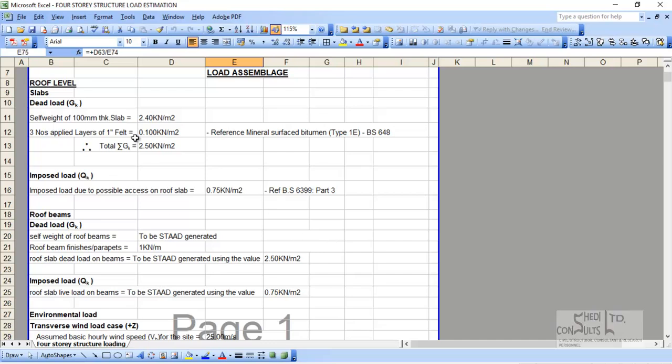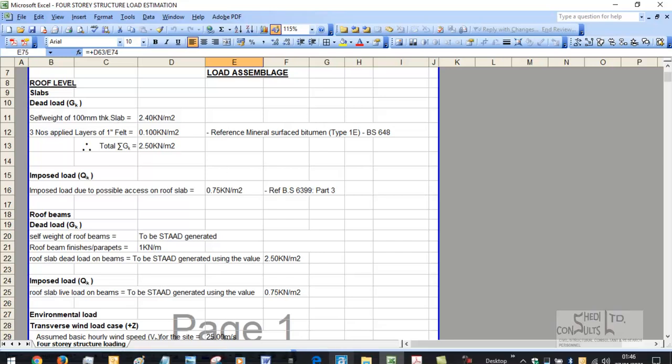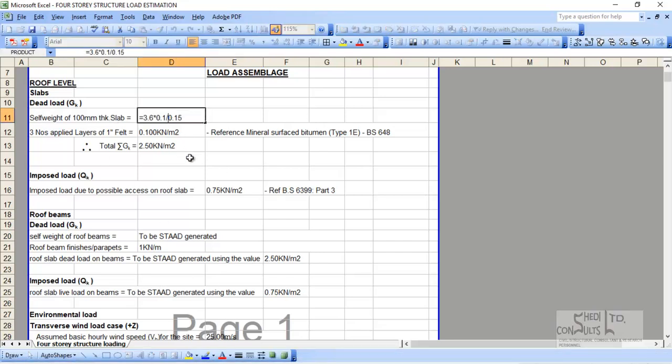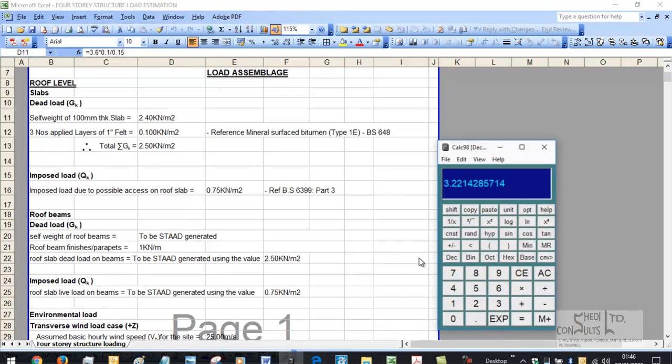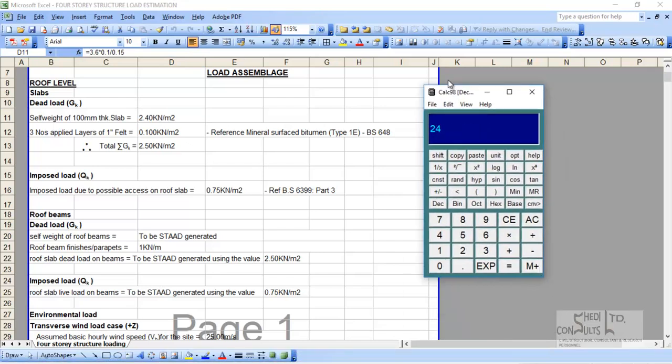Now, let's start with the roof level. So the first thing is your dead weights, your dead loads rather. So one of the dead loads that the roof is subjected to is the weight of the slab. Slab thickness is 100 millimeters. So we calculated that by saying the specific weight of concrete is 24 kilonewton per meter cube. So multiply by the thickness of the slab, which is 0.1. That gives you 2.4 kilonewton per meter square.